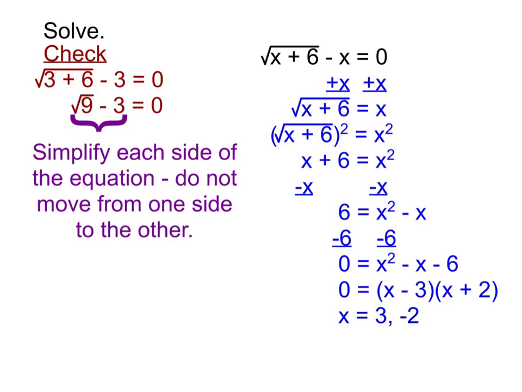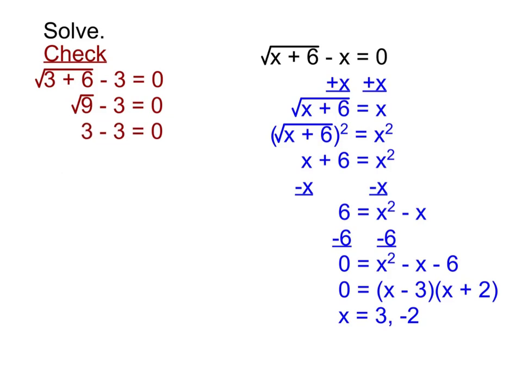All right, so now I can go ahead and do the square root of 9. So I got 3 from that. So now I'm going to be doing 3 minus 3. So I got 0. 0 equals 0, which means that that one does work. So I just verified that 3 is, in fact, a solution.